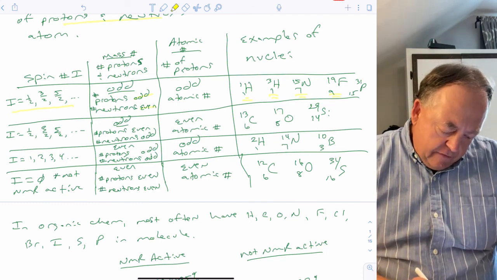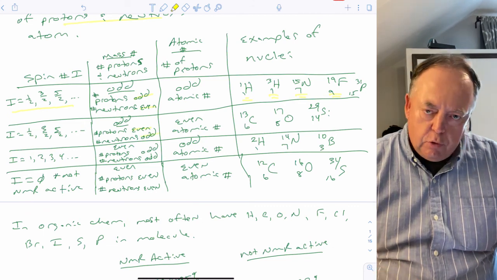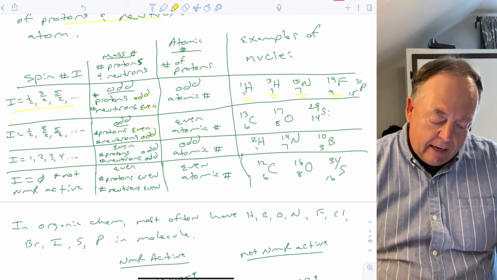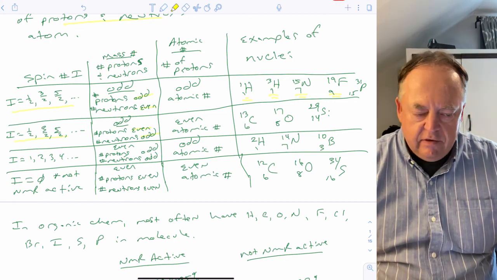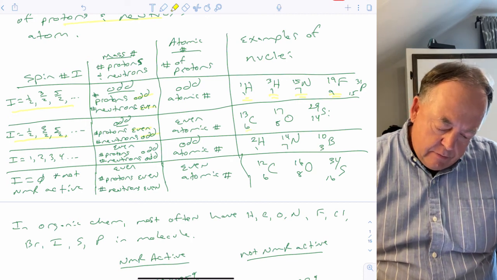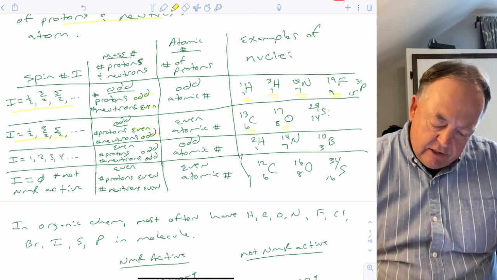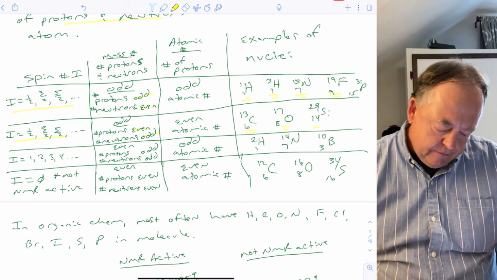Or you can have an even number of protons and an odd number of neutrons. You'd have an odd mass number, so those nuclei are NMR active as well. They have I values of, again, 1/2, 3/2, 5/2. Examples of that would be carbon 13, oxygen 17, silicon 29. So they would all be NMR active.